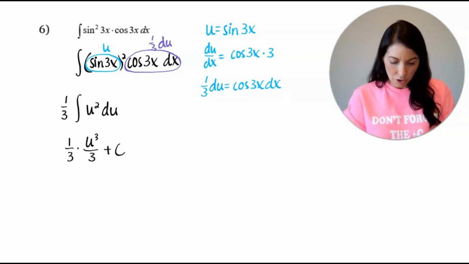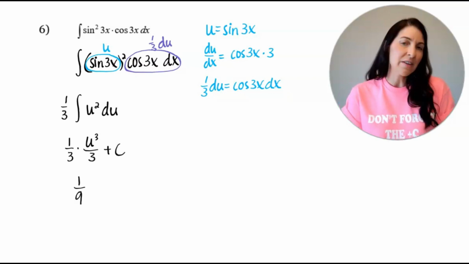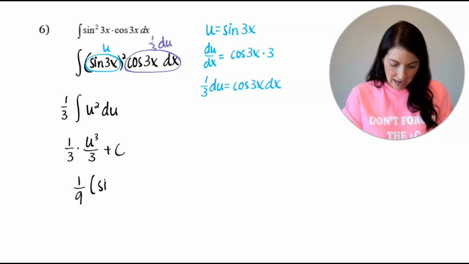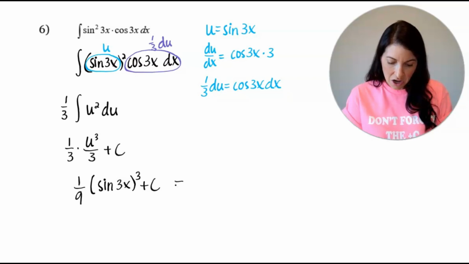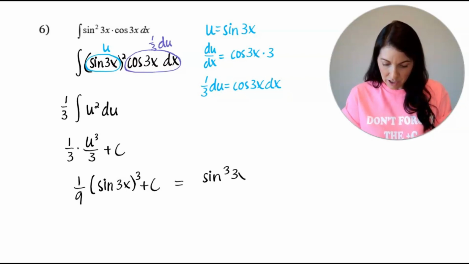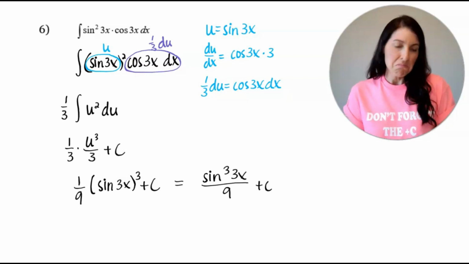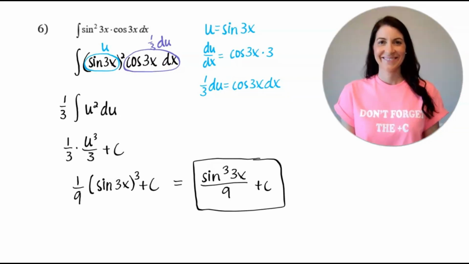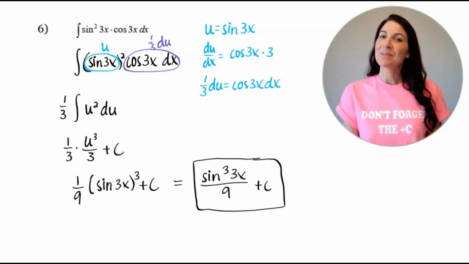Substituting back in your u, and there are different ways to rewrite this, you can rewrite it as 1/9 times sine of 3x to the 3rd power plus c, or you can even write it as, for example, sine cubed of 3x over 9 plus c, whichever way you prefer. I think they're both good answers to leave it like that. And now on to question number 7.